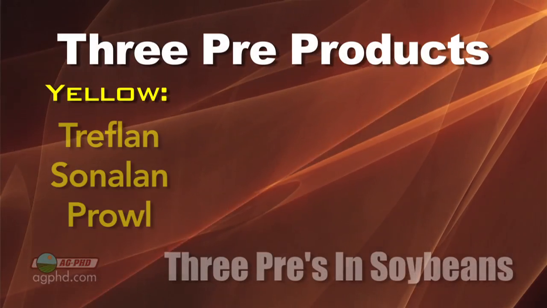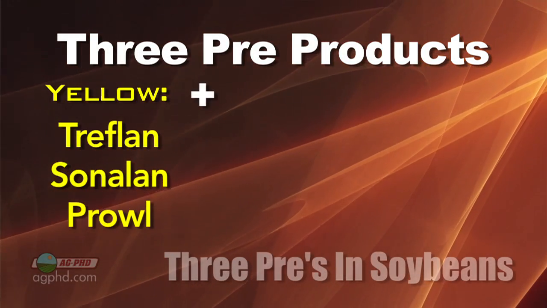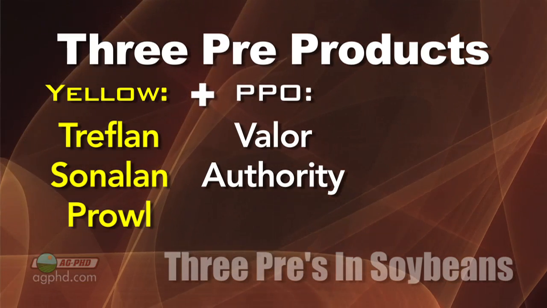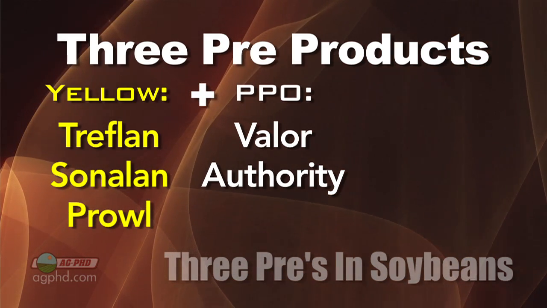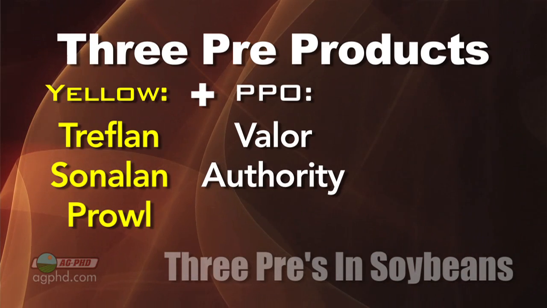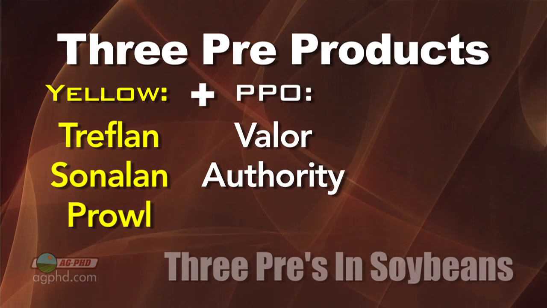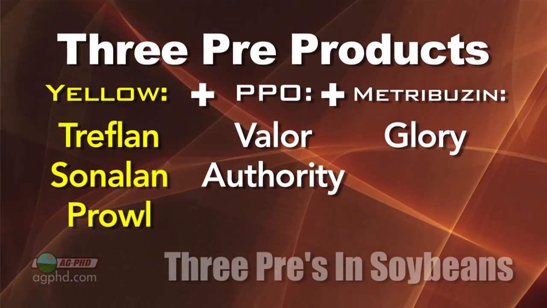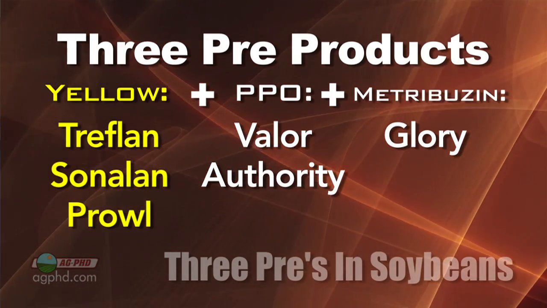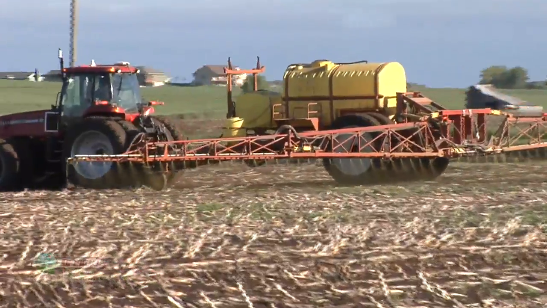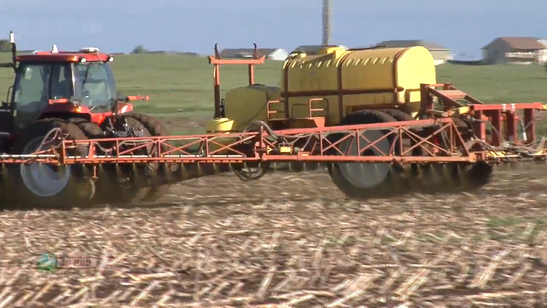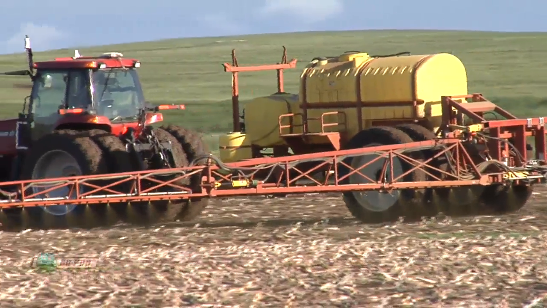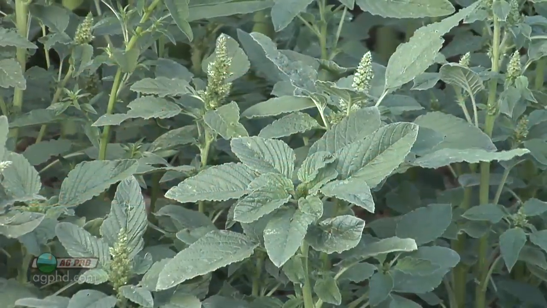So here's what we'd like you to do. Use one of the yellows, that's Sonalan, Treflan, or Prowl, plus use a PPO, either Authority or Valor. Don't use Sharpen because you can't use enough to get season-long residual in soybeans. You just can't use that much or it hurts the soybean, so use Valor or Authority, then use Metribuzin. So a yellow, a PPO, and Metribuzin. Do those 3 things. You should be able to get 99.9% control on water hemp, Palmer pigweed, kochia, lamb's quarters, red root pigweed, most of the Roundup resistant weeds that we see out there.